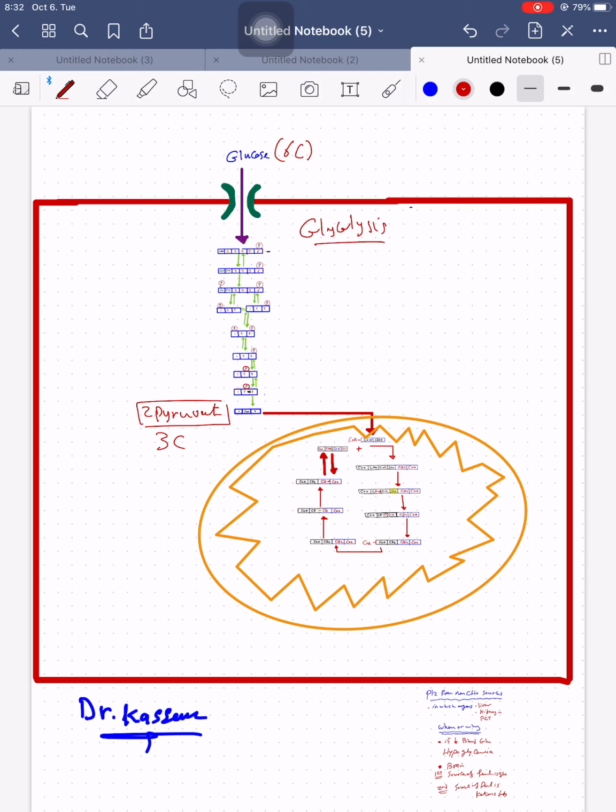So, the net production of energy from glycolysis: we are producing net 2 ATP and net 2 reduced coenzyme NADH. So here is the net production of energy from glycolysis, and here the production from pyruvate. This happens in the cytosol.